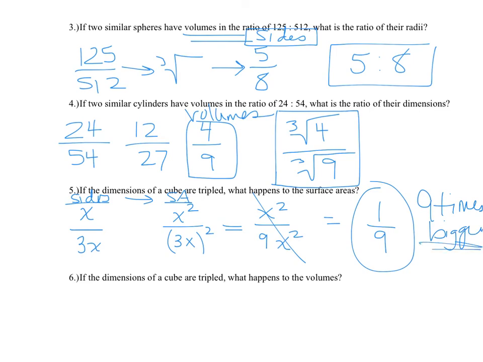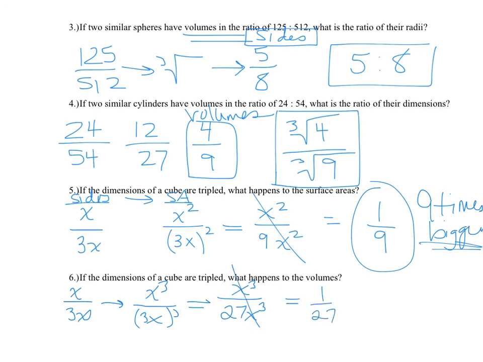All right, if the dimensions of a cube are tripled, what happens to their volumes? So again, if we start with x and we triple it, and we're going to talk about the volumes now. So to get to the volumes, I'm going to cube this. So I'm going to have x cubed, and then we're going to take 3x and cube that. And when I simplify that, I get x cubed over 27x cubed. That's 3 cubed is 27. And again, I can cancel out the x cubes, so I'm left with 1 to 27. So if we triple the dimensions, the volumes end up getting 27 times bigger.